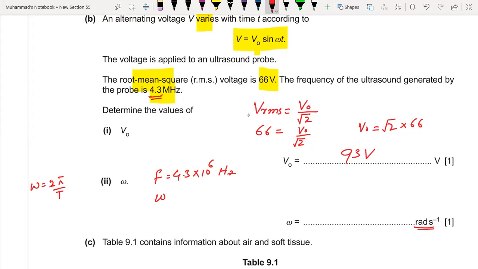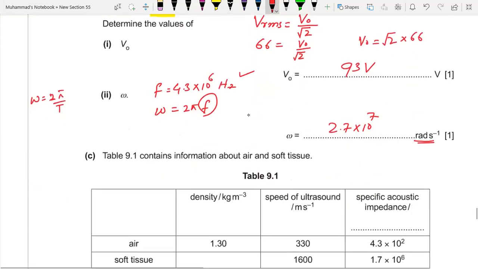Use this relationship to find omega. So put that value of frequency from here to here and you will get omega is 2.7 into 10 to the power 7 radian per second.